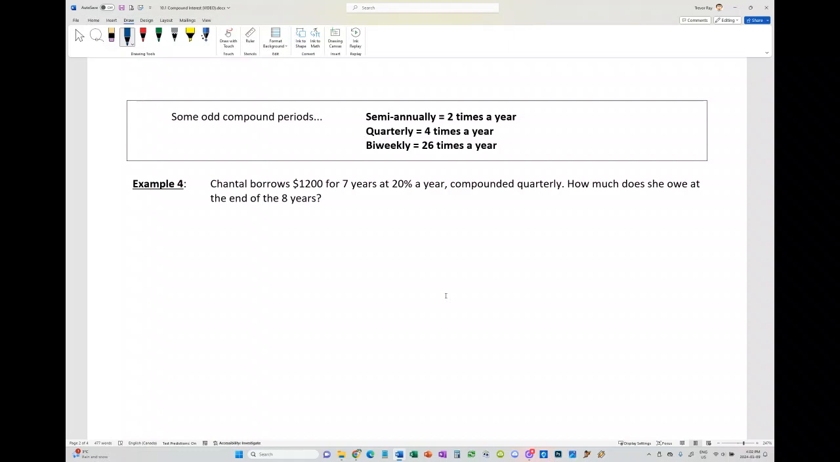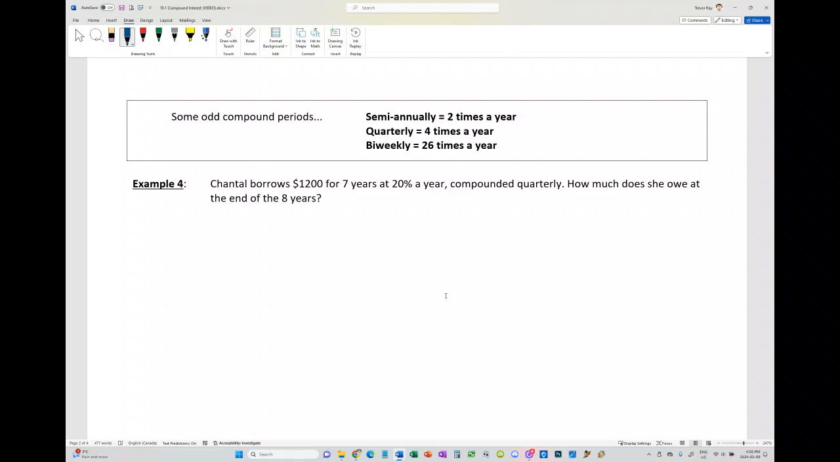Semi-annual compoundings: semi-annual, same as a semicircle is half of a circle, is half a year. So this compounds every 6 months or twice a year. Quarterly, as you would expect, happens 4 times a year. And biweekly means every other week. So if there's 52 weeks in a year, there's 26 pairs of weeks. So we would compound 26 times for biweekly.